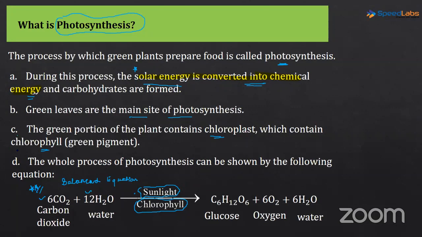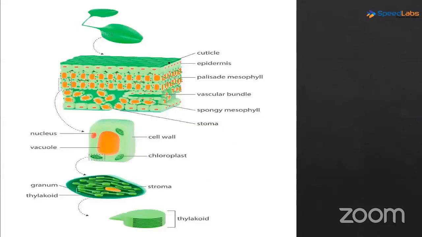Chlorophyll pigment is very important. It traps sunlight, right? So where do we find chlorophyll pigment? This chlorophyll pigment we will find in chloroplast. So this whole reaction is again very important. Okay, now we have to discuss from here what exactly is happening.